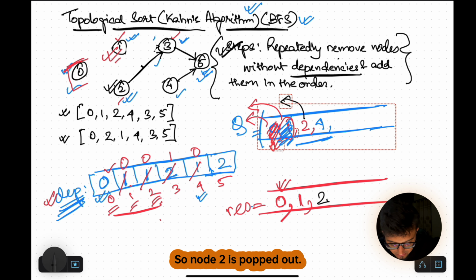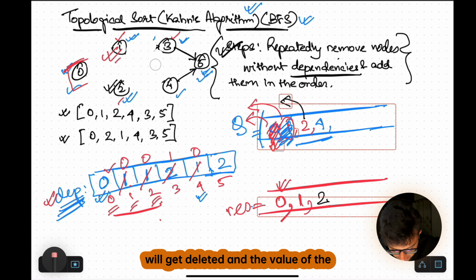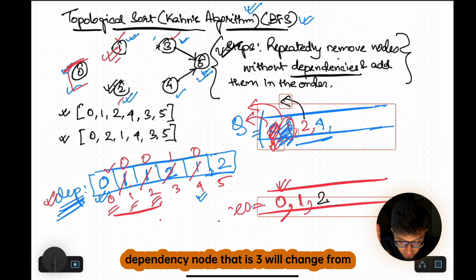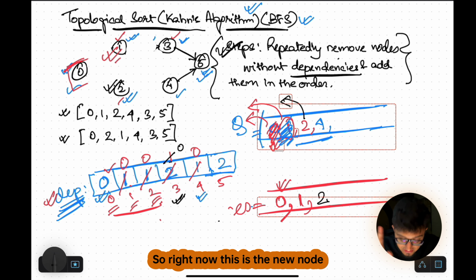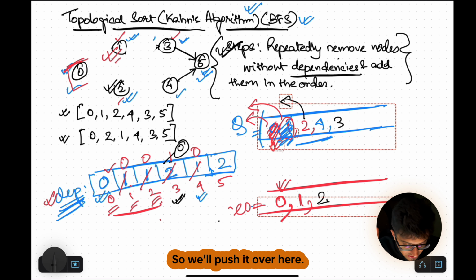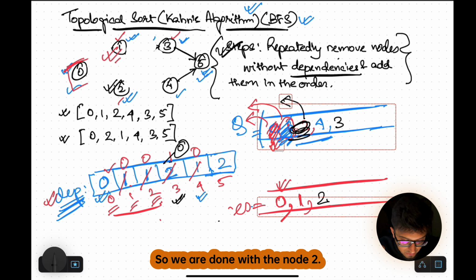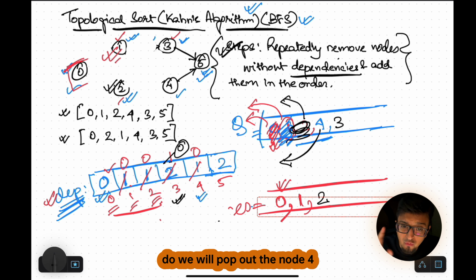So node 2 is popped out, we will remove the dependency, that is this will get deleted, and the value of the dependency of node 3 will change from 1 to 0. So right now this is the new node whose dependency got changed to 0. So we'll push it over here. So we are done with node 2. Now on the next step, we will pop out node 4 from here.